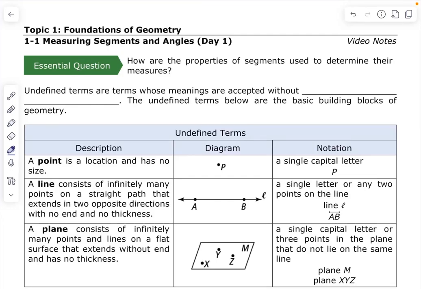Everybody, this is topic 1, Foundations of Geometry, specifically section 1.1, which is measuring segments and angles, and this is day 1 of 2. All right, we're going to start right here with undefined terms. Undefined terms are terms whose meanings are accepted without formal definition.